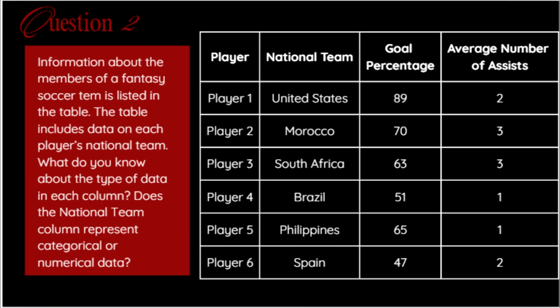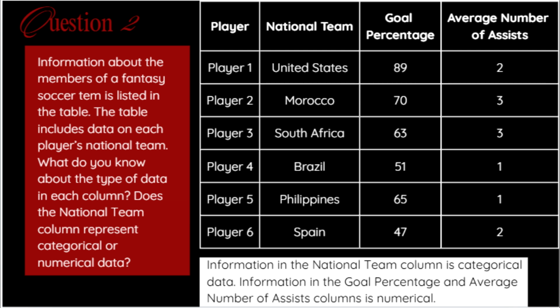Here's question number 2. Information about the members of a fantasy soccer team is listed in the table. The table includes data on each player's national team. What do you know about the type of data in each column? Does the national team column represent categorical or numerical data? Pause it, figure it out, come back. Information in the national team column is categorical data. Information in the goal percentage and average number of assists column are both numerical because they're numbers.